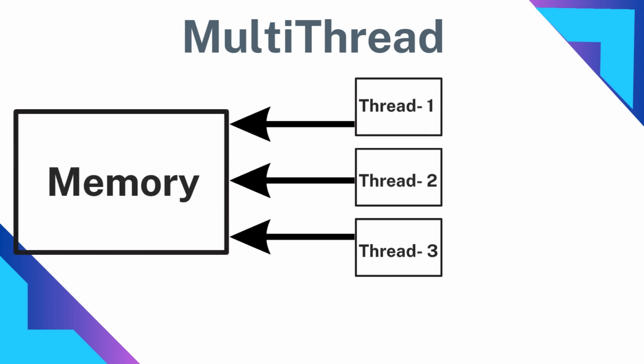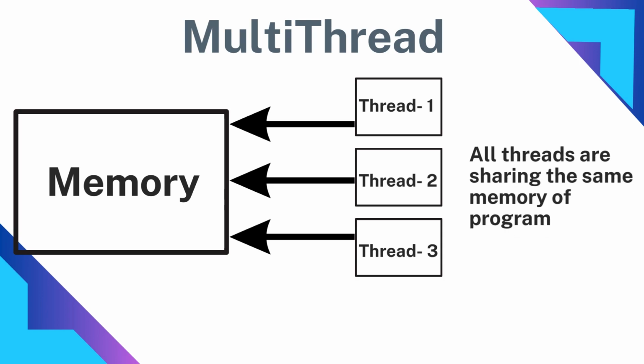One thing I need to say: every process in which multiple threads are running is using the same memory that the program is using. One memory is shared by all the threads.